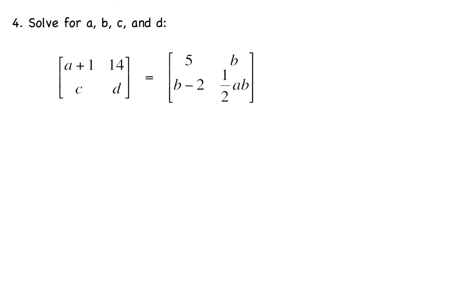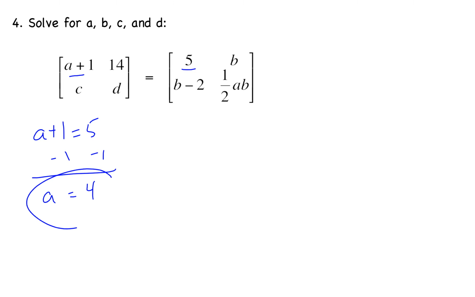All right, on this problem, we want to solve for A, B, C, and D. If these two matrices are equal, that means all the elements in the corresponding positions must be equal. So we can say A plus 1 equals 5. Subtract 1 from both sides, and that tells us that A is equal to 4, right? So we've solved for A. Over here in the B position, it says 14 has to equal B. Well, that's already solved, so we're done with that one.